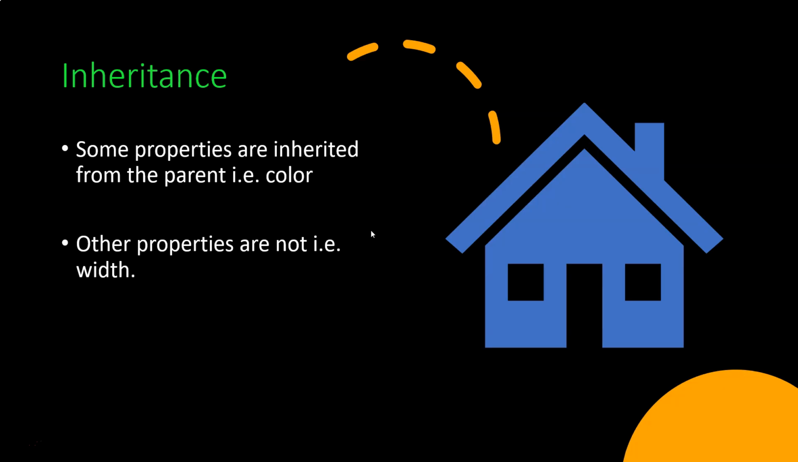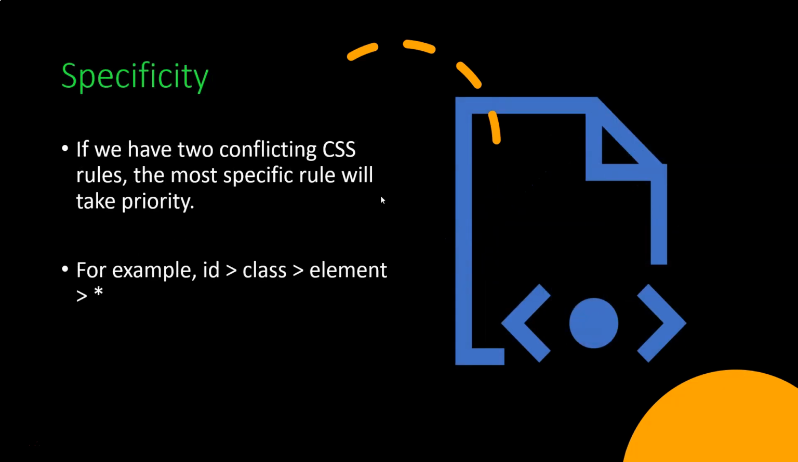So that was inheritance. Let's take a look at our next CSS term, specificity. The idea behind specificity is it determines what CSS will do if it has two conflicting rules. If we have two conflicting CSS rules, the most specific rule will take priority.